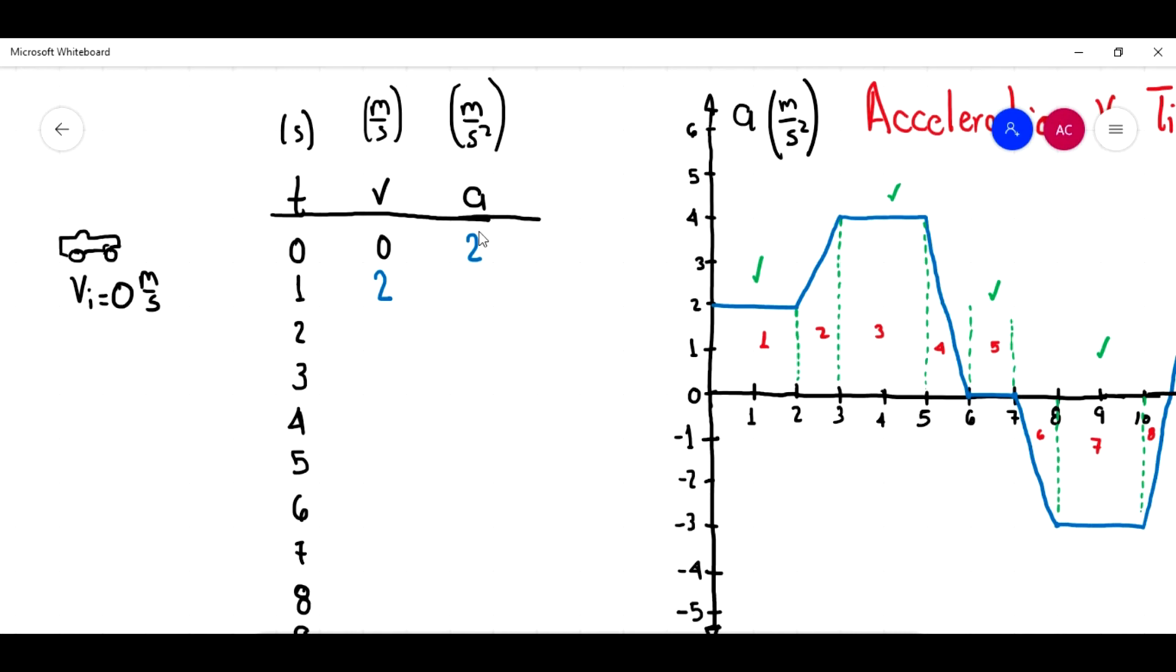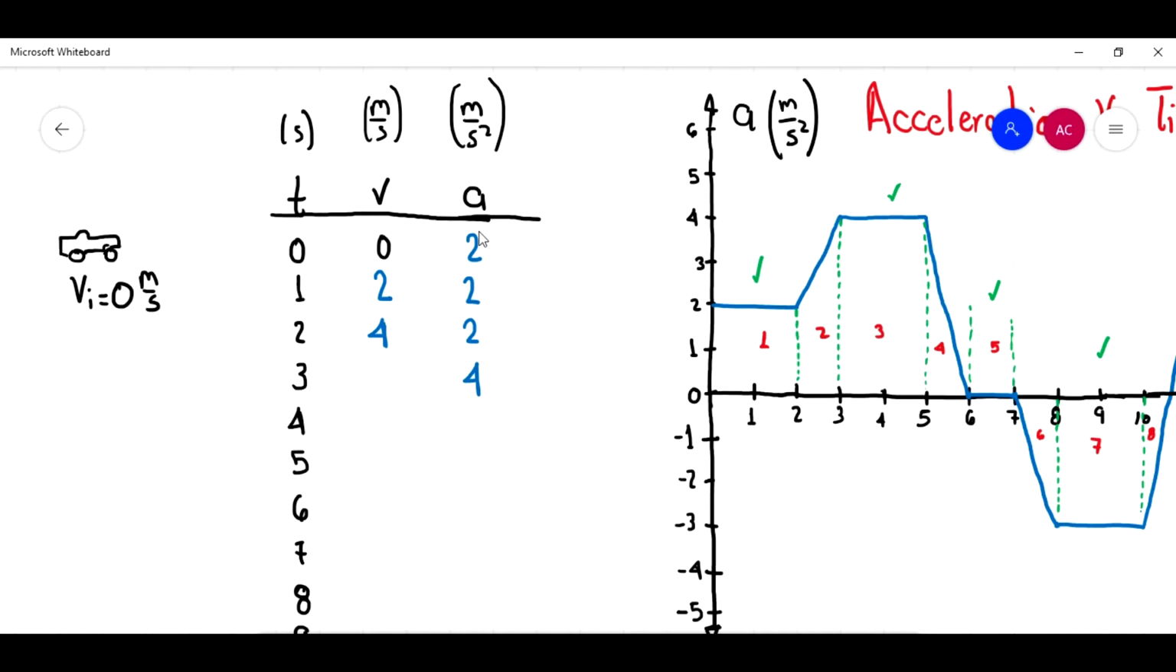So how much is the acceleration at second number 1? Well, it is here, so it is also 2 meters per second square. So at second number 2, the velocity now is 4, because the acceleration means that the velocity is going to change 2 meters per second every second. So how much is the acceleration here? It is 2. Now in the third second, the acceleration is 4 meters per second square.